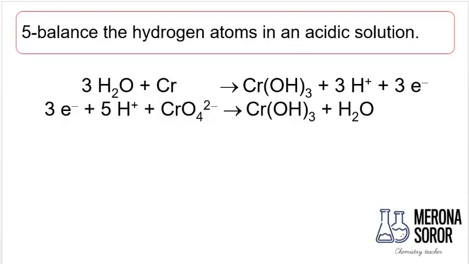Step 5, balance the hydrogen atoms as in an acidic solution. We added 3 water molecules, so the product must contain 3 positive hydrogen ions. We added in the second equation 1 water molecule, so we have to put 5 hydrogen ions in the reactants because there are 3 hydrogen atoms in this species.